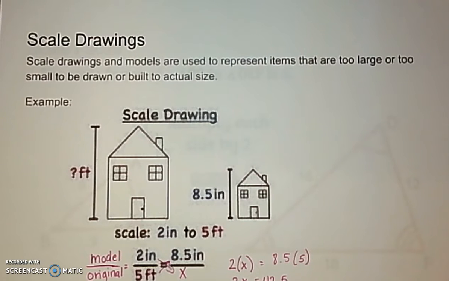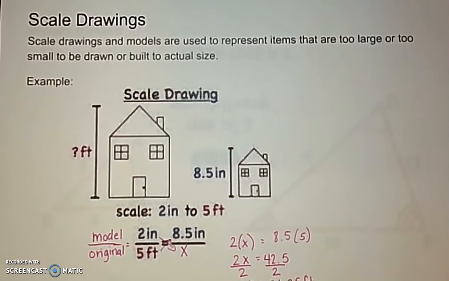First thing we're going to talk about are scale drawings. Scale drawings are models that are used to represent items that are too large or too small to be drawn or built to actual size. One of the things that you might think of first of all is a house. Obviously we don't have drawings the size of houses on paper. That would be a little obscene, so we make scale drawings of them.